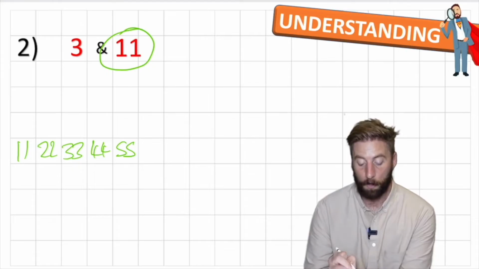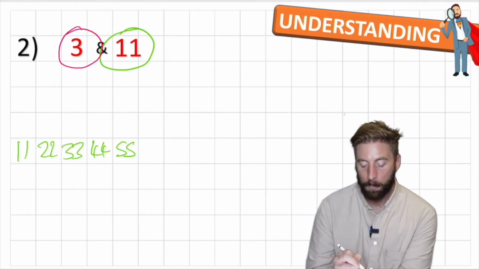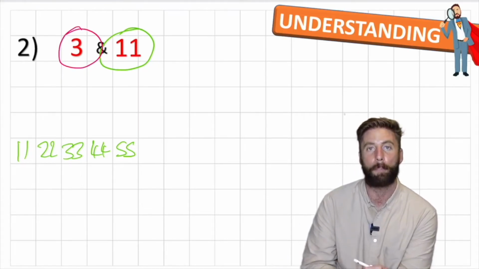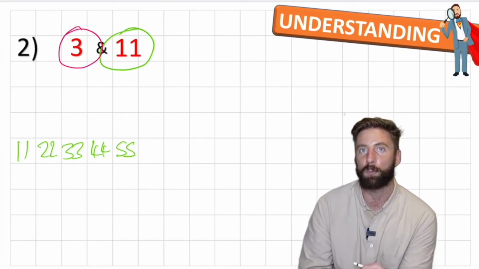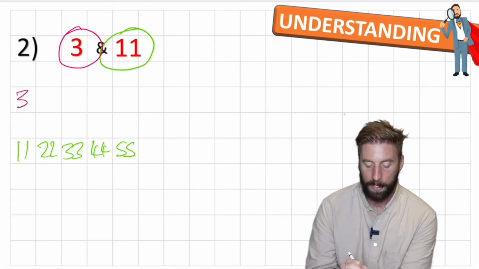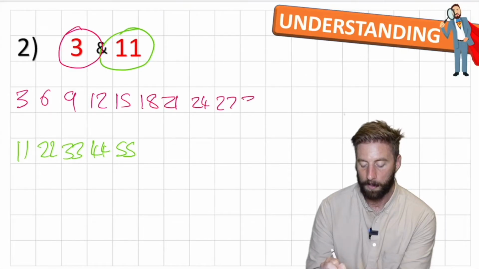And now I'm going to look for those multiples of 3. The reason I think this is a good idea to do it this way around is because now I know when to stop in my 3 times table, because hopefully I will bump into one of my multiples in the 11 table before I have to do too many. So let's go. I'm going to have 3, 6, 9, 12, 15, 18, 21, 24, 27, 30, 33.